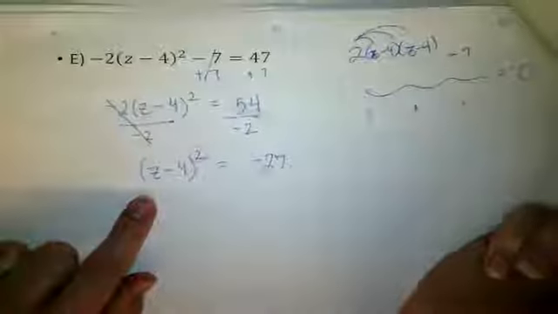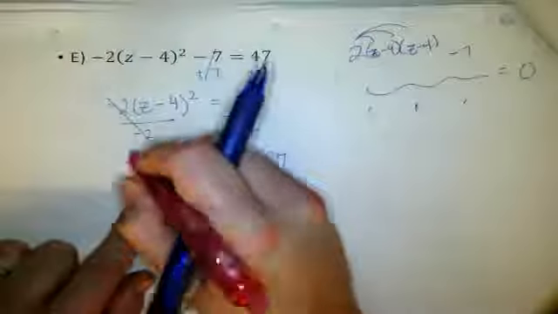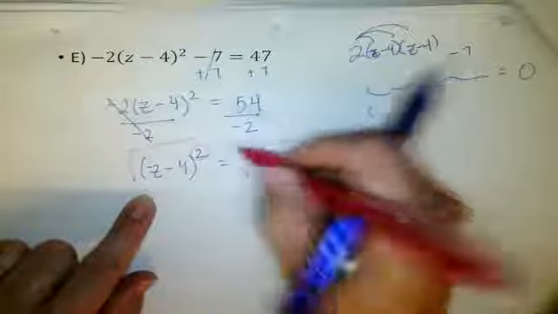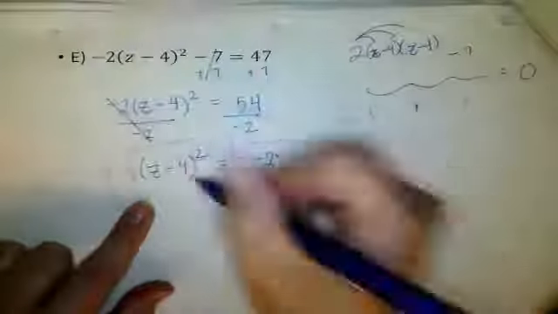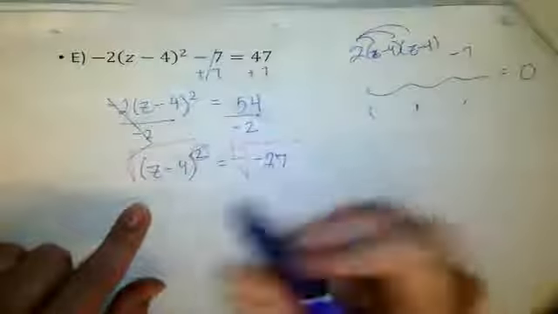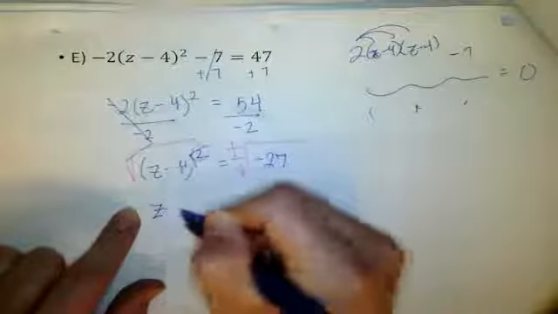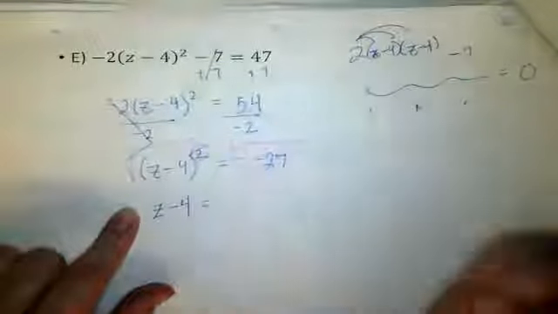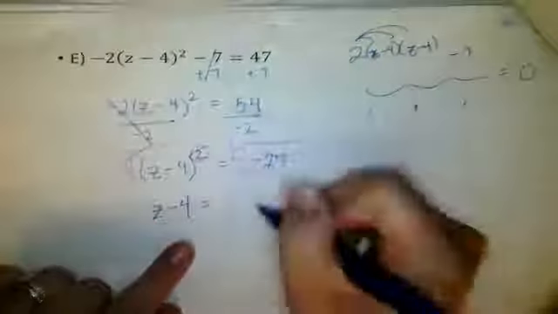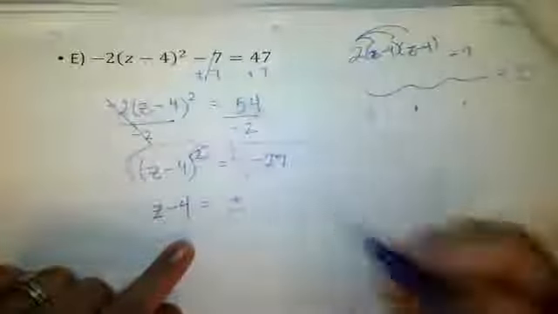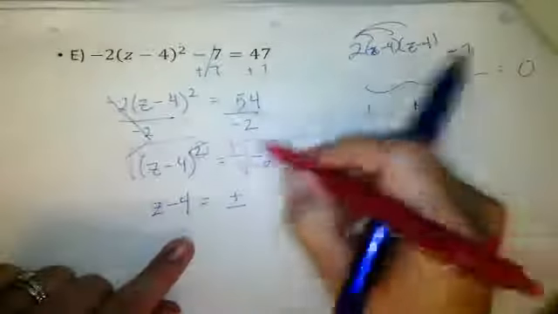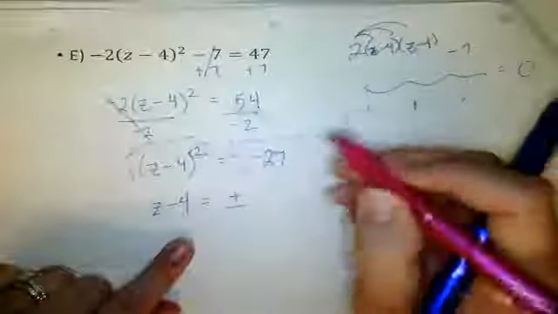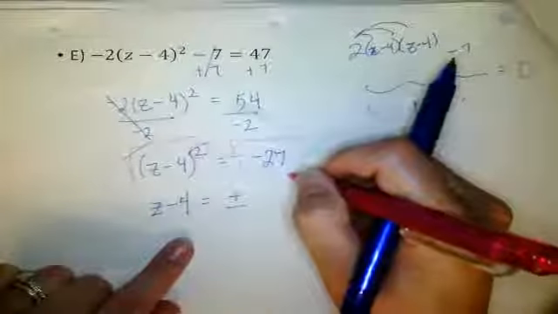Okay. And then how do we get rid of the power of 2? Square root. Don't forget, plus or minus. Always, always, always the plus or minus. So we leave the z minus 4 on the inside, the guts, that's right. And we have a plus or minus, very important. Can we simplify radical 27? Yeah.